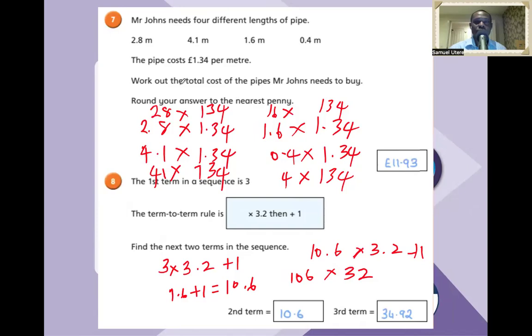Remember, we're working out the total cost of the pipes Mr. John needs to buy. When we finish, we're going to add the answers for our decimal calculations, and then we'll divide our answer. We round our answer to the nearest penny. Okay.